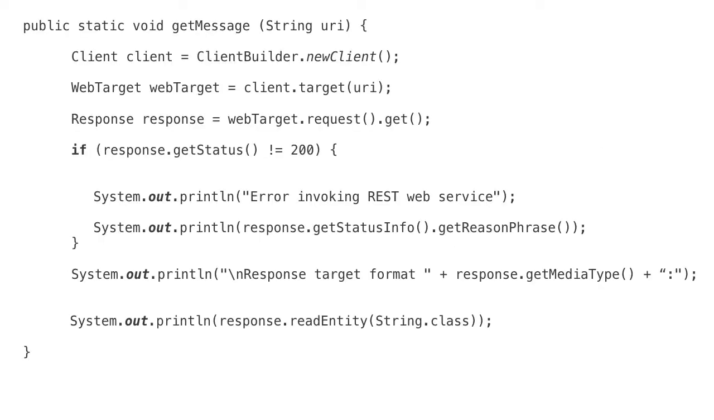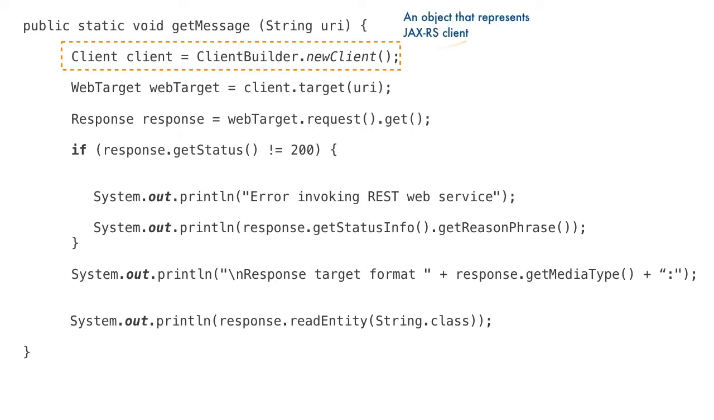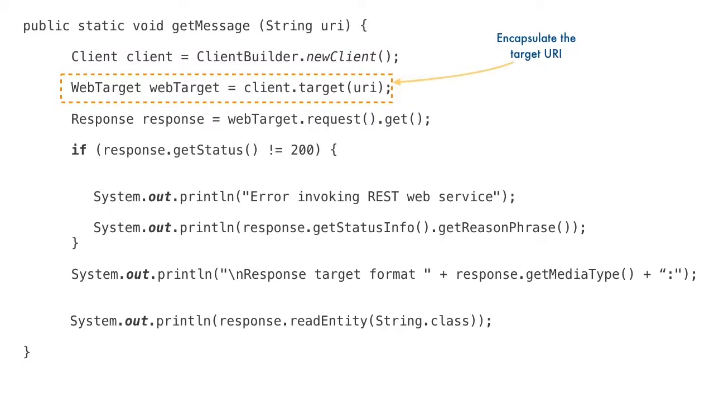First, we create an object that represents a client to Java REST service. We name the object as client. Then, we encapsulate the target URI using target method from the client object. This method returns an object from web target. We will use this method to invoke the service in REST provider.